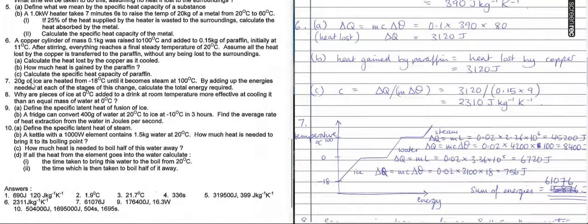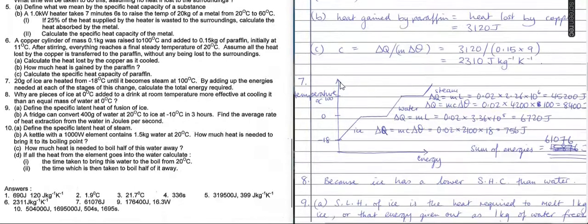Question 7. 20 grams of ice are heated from minus 18 degrees C until it becomes steam at 100 degrees C. By adding up the energies needed at each of the stages of this change, calculate the total energy required. So I've just sketched a little graph here.